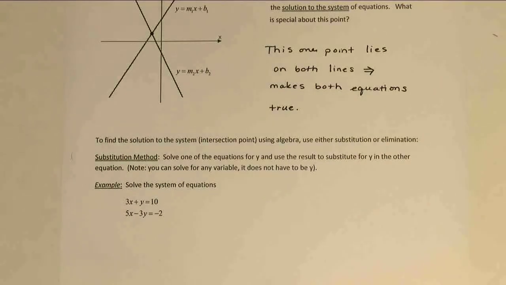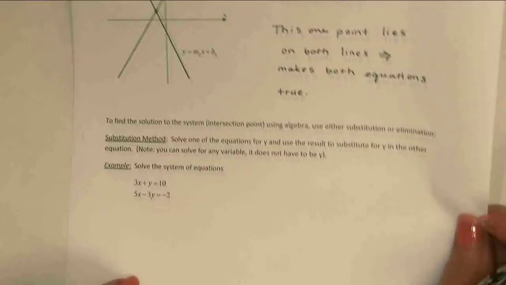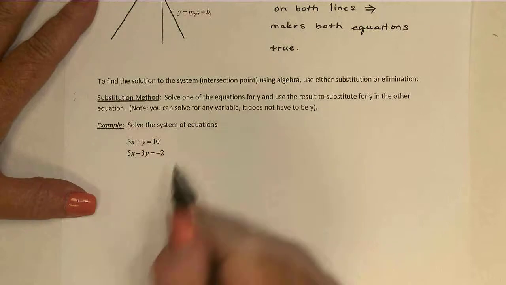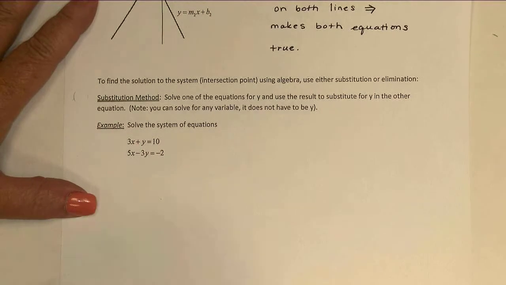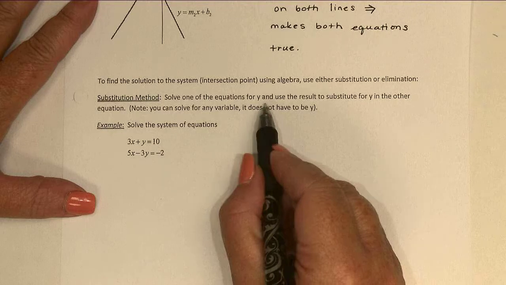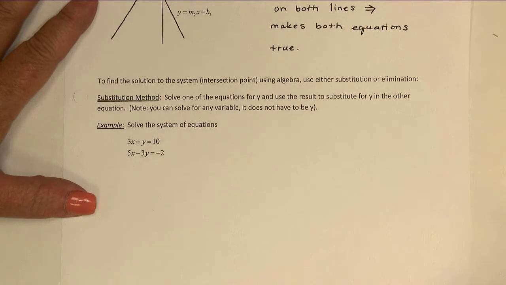All right, we're going to look at several methods for solving a system of linear equations. And the first one is called the substitution method. In order to do this method, what we're going to do is take one of our two equations and solve for, for example, y, and then use that result to substitute for y in the other equation.